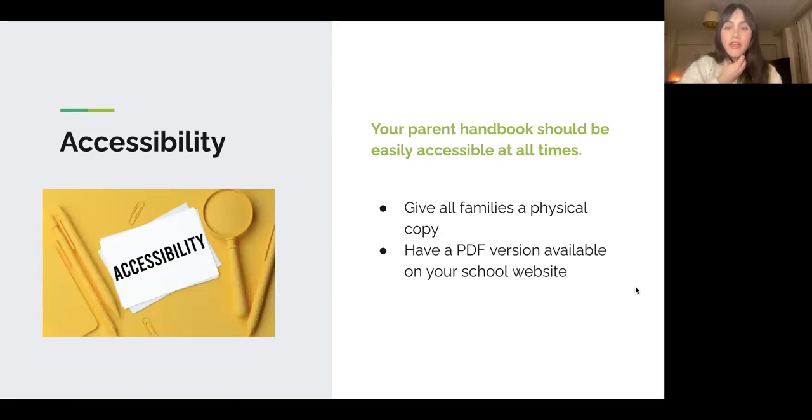Finally is accessibility. Your parent handbook should be easily accessible at all times. Of course, give your family a physical copy. It helps if it's like a beautiful booklet. Let them know to hold on to it while they're at your school and maybe even in the future, especially if it has parenting resources.